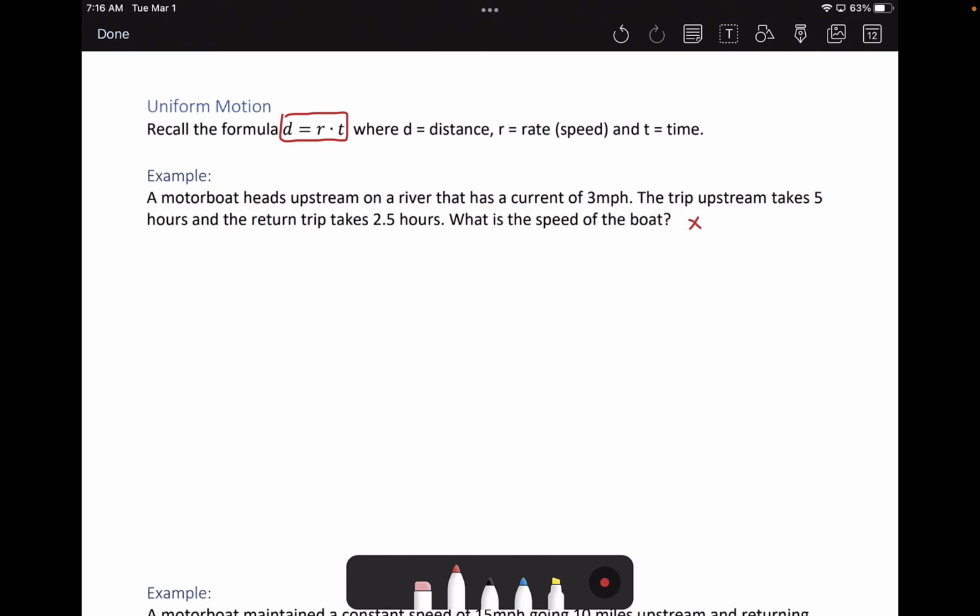Again, we'll identify what we know nothing about, in this case, the boat speed. And when we talk about boat speed, think of that as the speed of the boat in still water. Assume the water's not moving, in this case, the boat speed in still water. Now let's create a table.